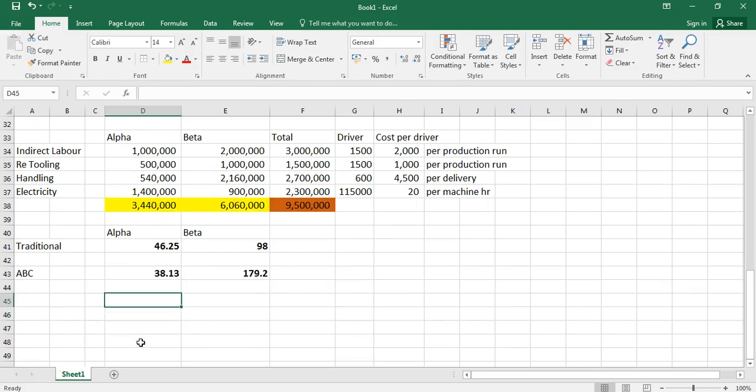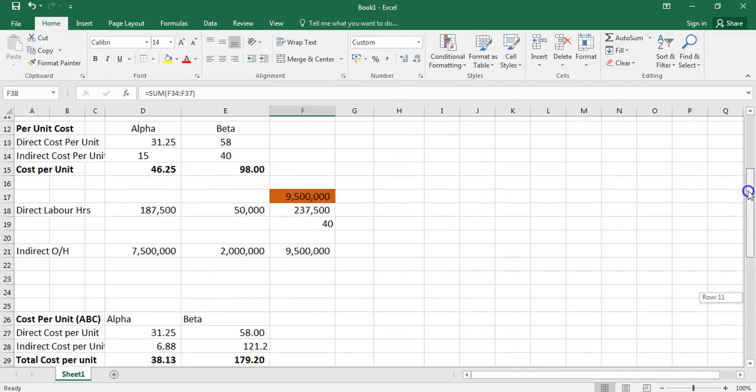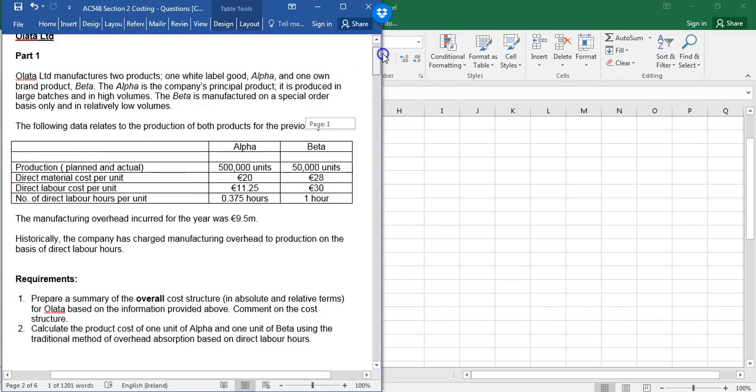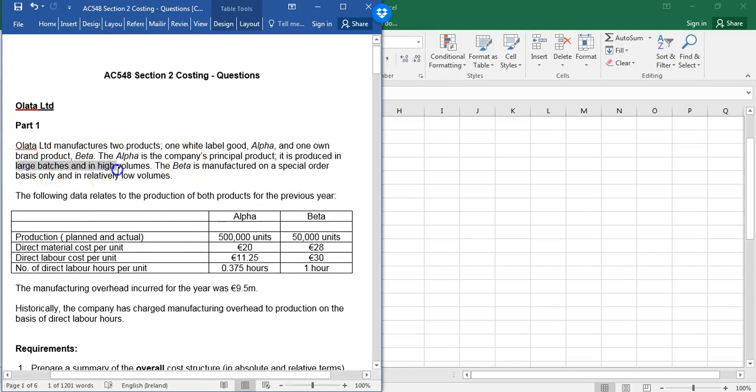So straight away we can see there's a dramatic difference, particularly with respect to beta. And you're trying to briefly explain what's going on. Well, the key point is the difference in how we allocate the 9.5 million. In the traditional, we allocated based on direct labour hours, the logic being the more hours of labour you used, the more overheads you consumed. Because alpha in the question was high volume, with large batches, more volume means more labour hours. Whereas beta was low volume and a special order basis.